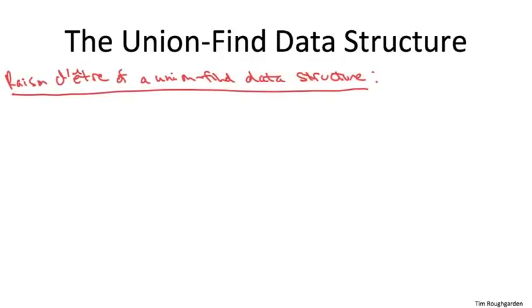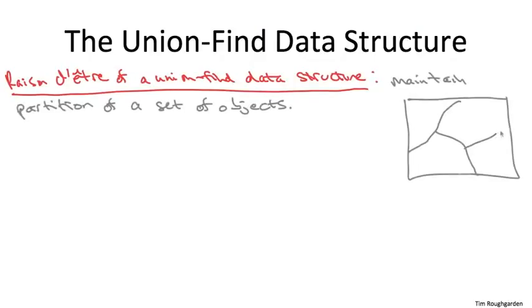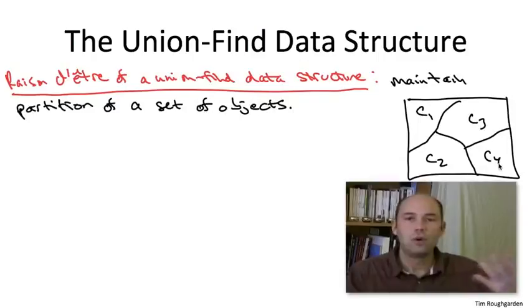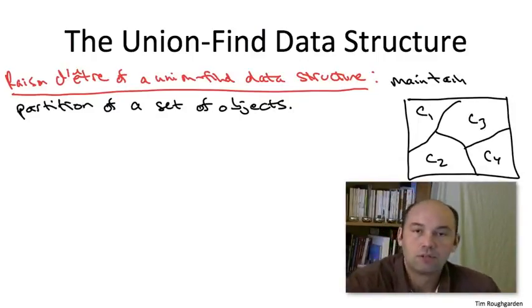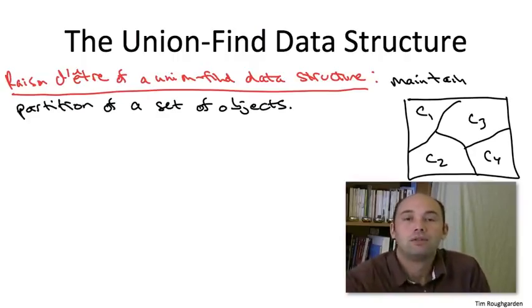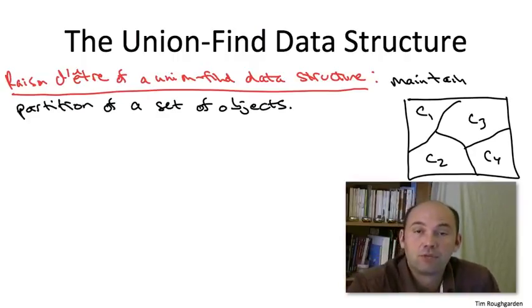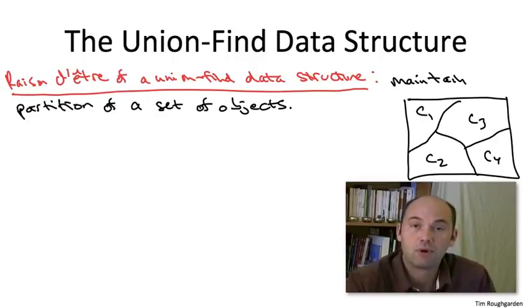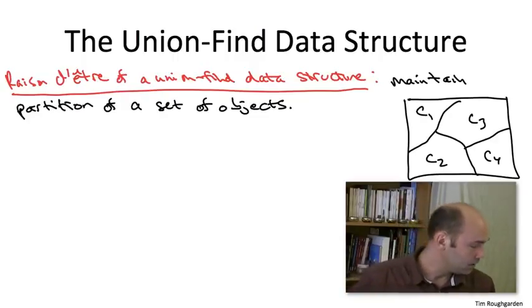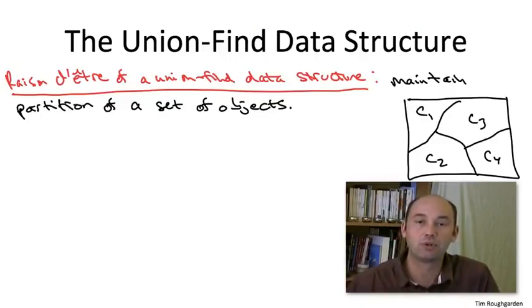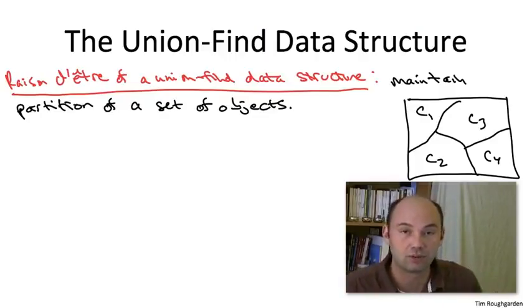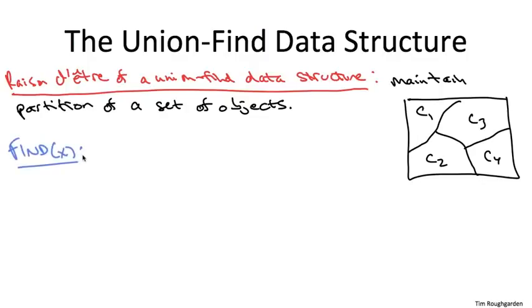So the raison d'etre of a union find data structure is to maintain a partition of a set of objects. In this picture, the overall rectangle is meant to denote a set of objects, and then C1, C2, C3, and C4 are disjoint subsets that together form the union of the entire set. That's what I mean by a partition of a group of objects. We're not going to ask too much of this data structure. We're only going to ask it to support two operations. No prizes to guess what those two operations are called.